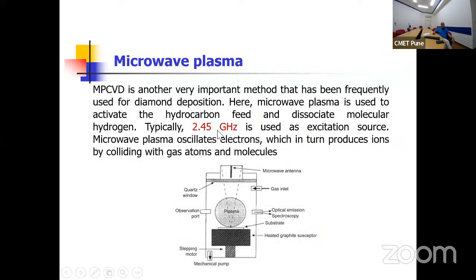In place of 13.56 megahertz, 2.45 gigahertz is used in the microwave plasma. Microwave plasma is basically used for diamond deposition, microcrystalline or nanocrystalline diamond films. Here, microwave plasma is used to activate the hydrocarbon feed and dissociate molecular hydrogen. And then the microwave plasma oscillates electrons, which in turn produce ions by colliding with gas atoms and molecules.